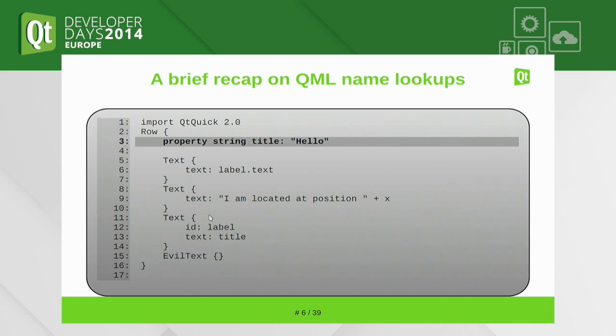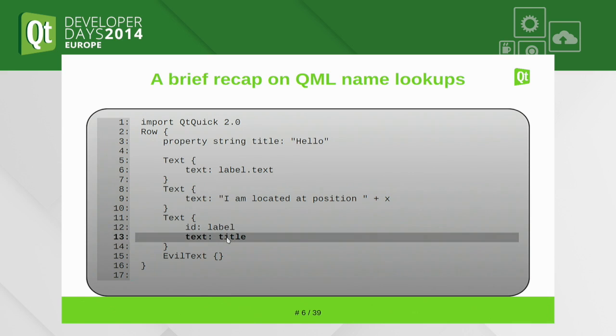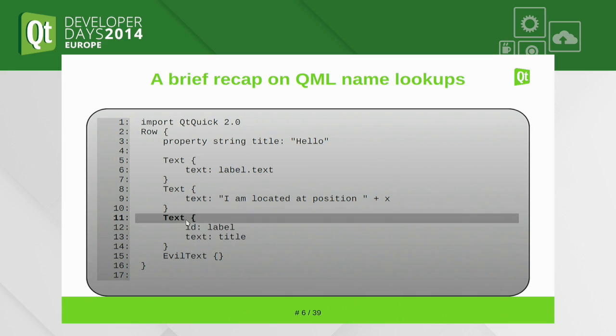Well, the question was whether this property is found in the parent or in the outermost, and the answer is in the outermost. So if this text element here is nested deeper inside, I should have probably done that, then it would always look up in the outermost. So this is not related to the parent of the item, but it is related to the outermost object.